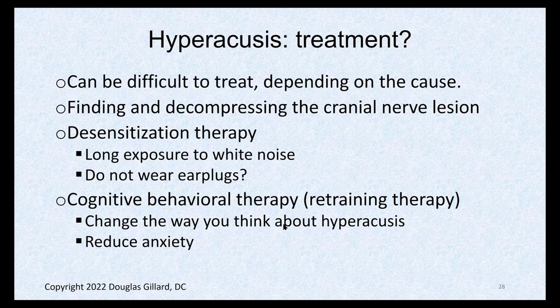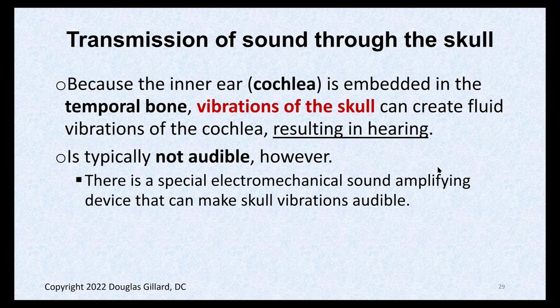Cognitive behavioral therapy, which you learn about in psychology, or kind of retraining therapy. And this is good for chronic back pain too. Some people who've had surgery are going to always have chronic back pain. And these psychologists work on changing the way someone thinks about whatever disability or chronic pain or hyperacusis, whatever it is. They try to change the way you think about it, and reduce anxiety for people who have that problem.